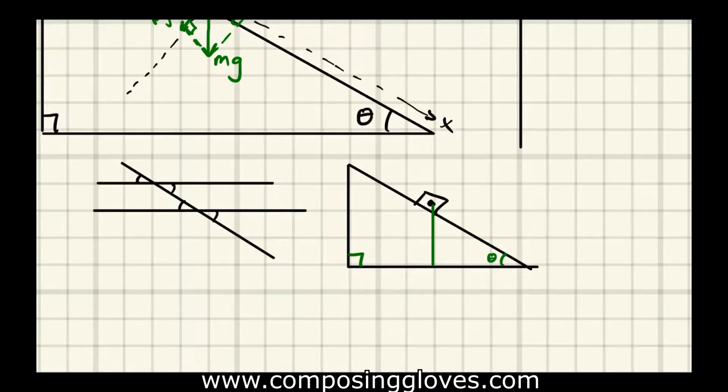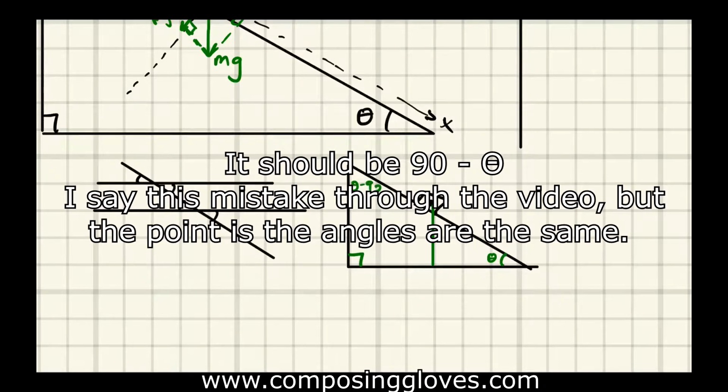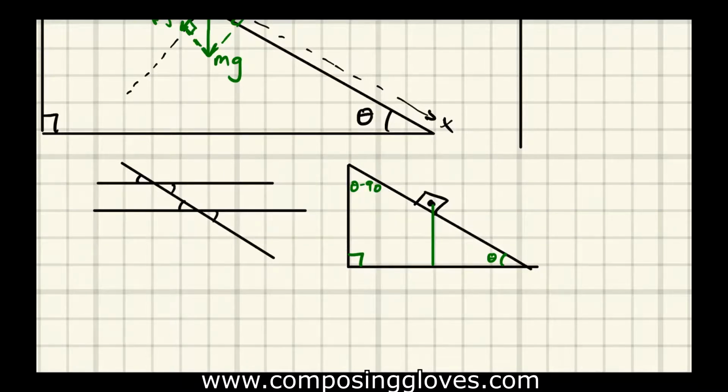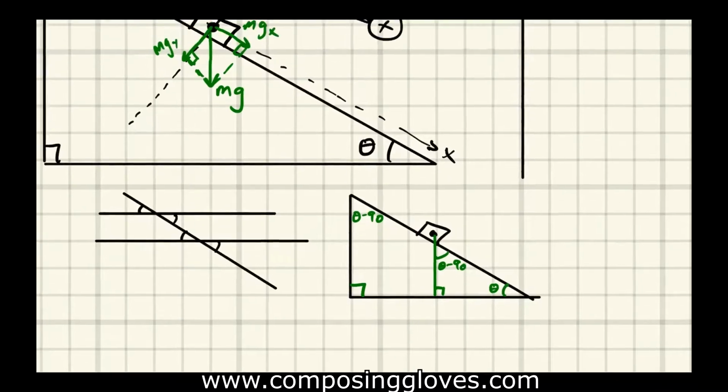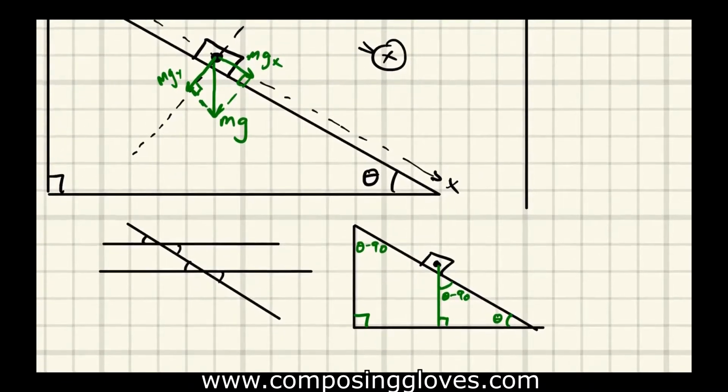Well, this would be theta minus 90, because a triangle's degrees add up to 180. This already takes up 90 degrees, so what's left has got to be theta minus 90. We notice this is also a right triangle, so this must also be theta minus 90. And this means that they are similar triangles. So we say, hey, look at this. This angle is the same as this angle. Oh, that's an interesting discovery.